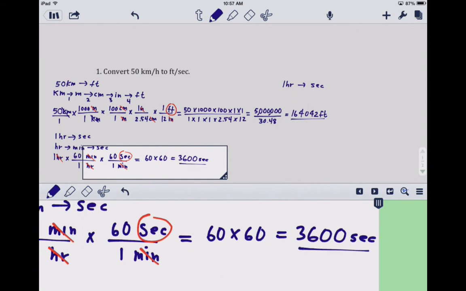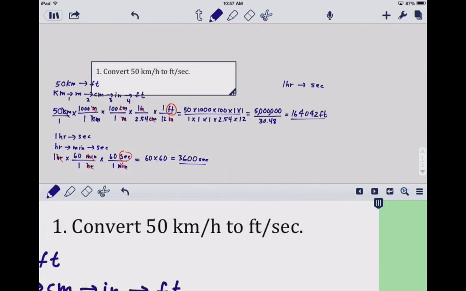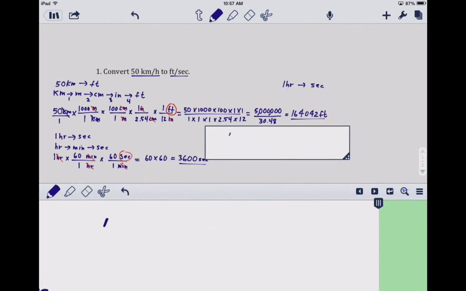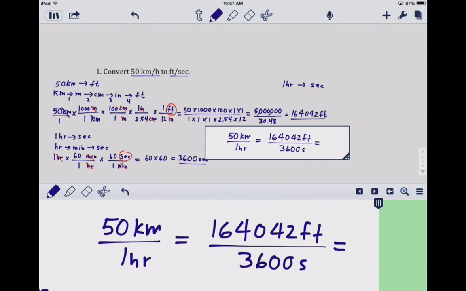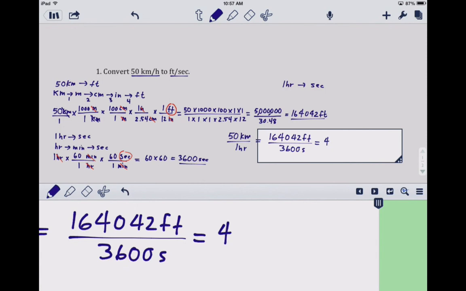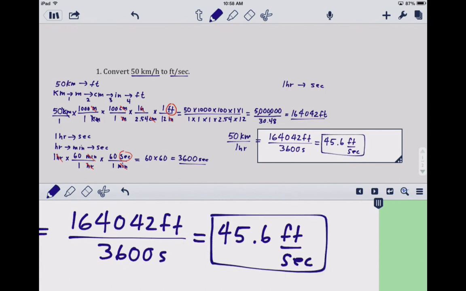Now, what I'm trying to do with these numbers in the end, if you look up top here, is convert 50 kilometers per hour to feet per second. I've just figured out what 50 kilometers is, and I figured out what 1 hour is in the new unit, so I'm just going to divide. If I've got 50 kilometers over 1 hour, we just said 50 kilometers is the same as 164,042 feet, and 1 hour is 3,600 seconds. So I can just divide those two numbers and find out that this is 45.6 feet per second. And that's how you do number 1.